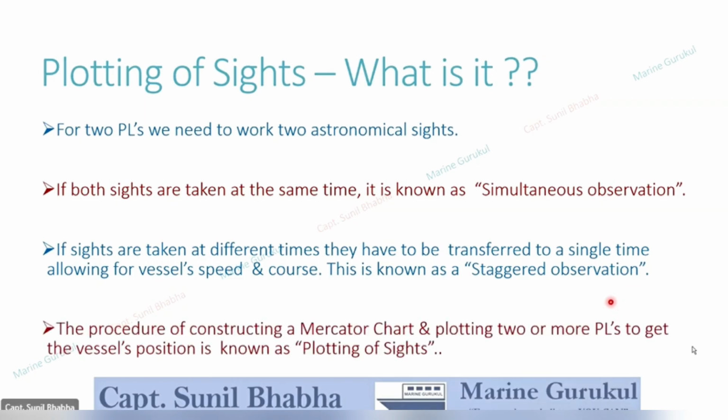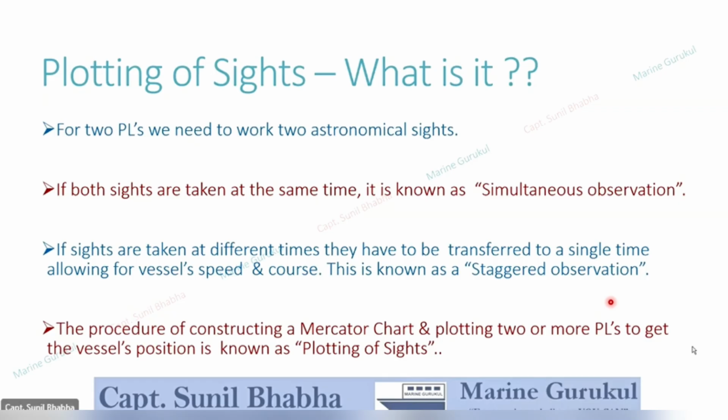Usually on board a ship, when we take sights and plot them, we are able to plot them on the chart. We have the chart of that particular area available to us. We can plot the position lines on the chart, and whichever position they intersect, its latitude and longitude can be read off from the chart, and we have the vessel's position known to us.